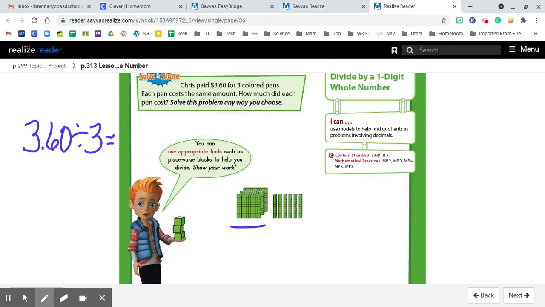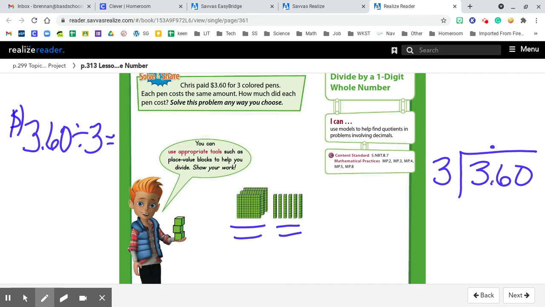You can use models, which means you can use cubes or blocks, and we don't have those this year. That's why we're skipping that, because we're remote. But you can use a piece of grid paper and color things in as you go. And I'm going to show you using the algorithm. This is early division with decimals.